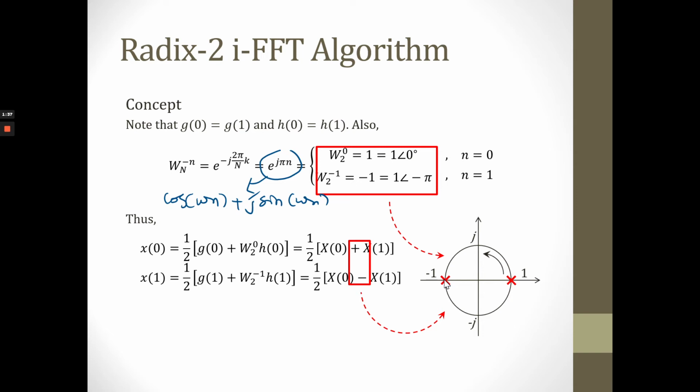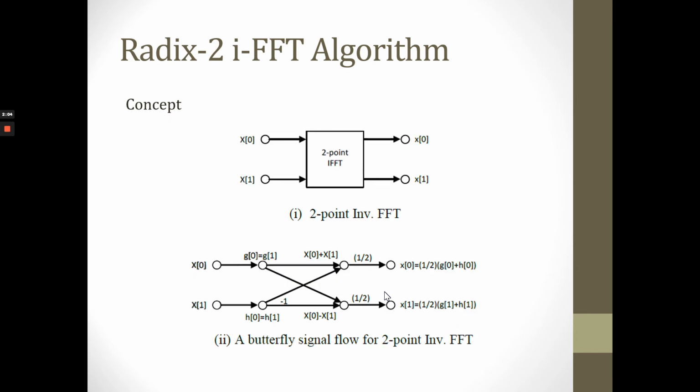So based on this value, we substitute in this function of W negative n for N points. So for x0, we have this function, and for x1 we have this one. Note that the difference is the plus minus sign based on this value of W with the power of negative n. So this is the 2-point inverse fast Fourier transform based on Xk to determine xn using the synthesis equation.